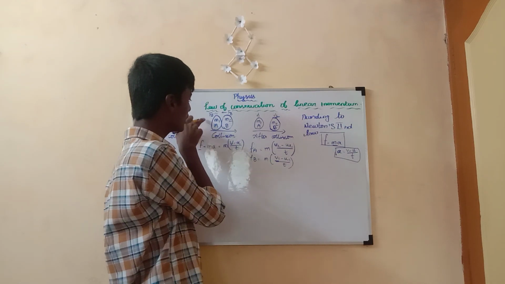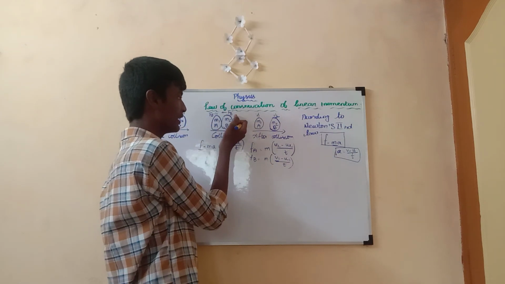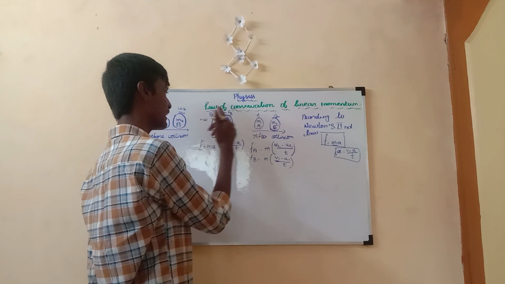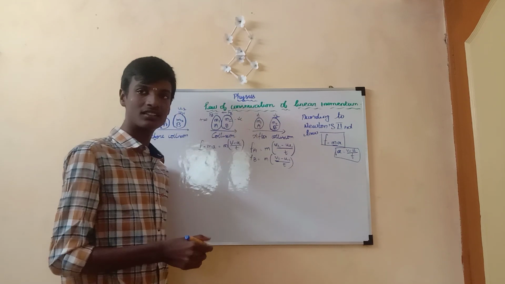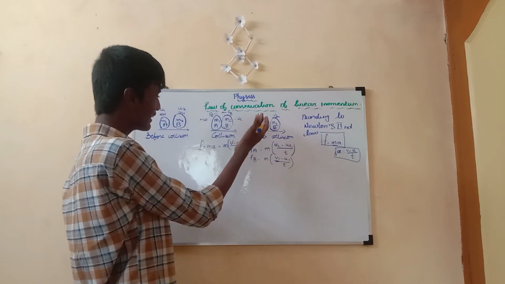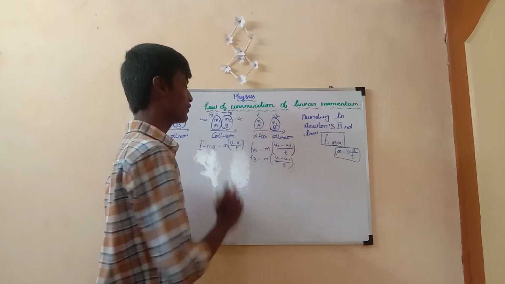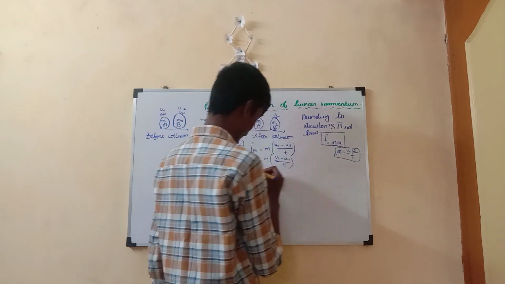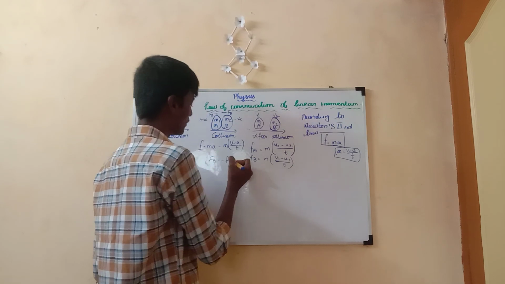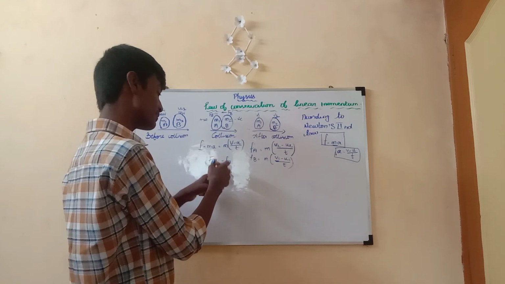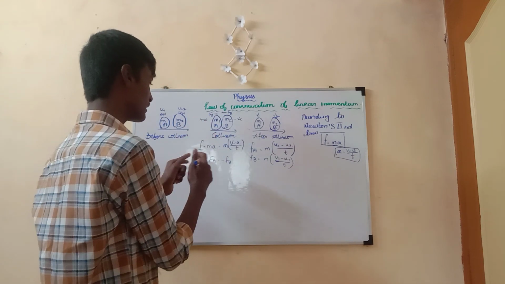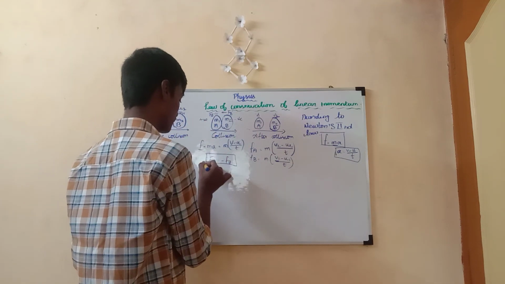Then force A acting on B is a positive force, but force B acting towards A is a negative force. Am I right? Yes. It is positive force acting towards B, but force B acting towards A is negative. So we have to assume FA is equal to minus FB, because FA is positive, but FB acts oppositely, so it is negative.